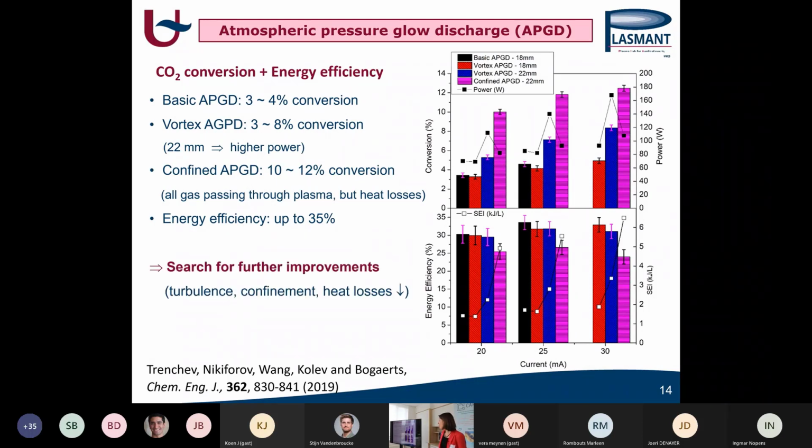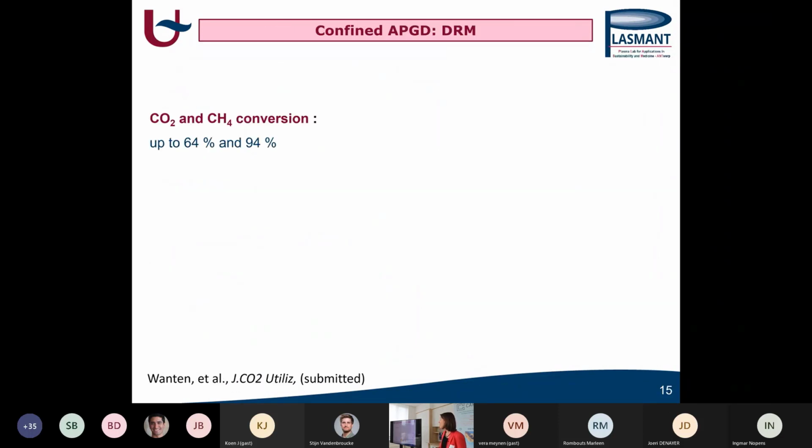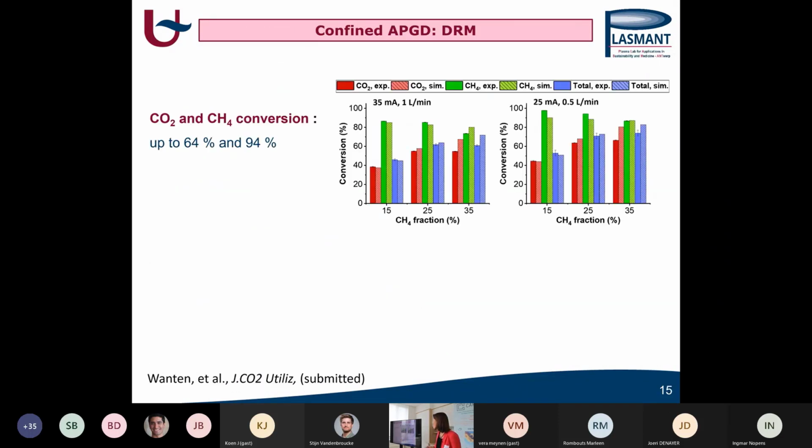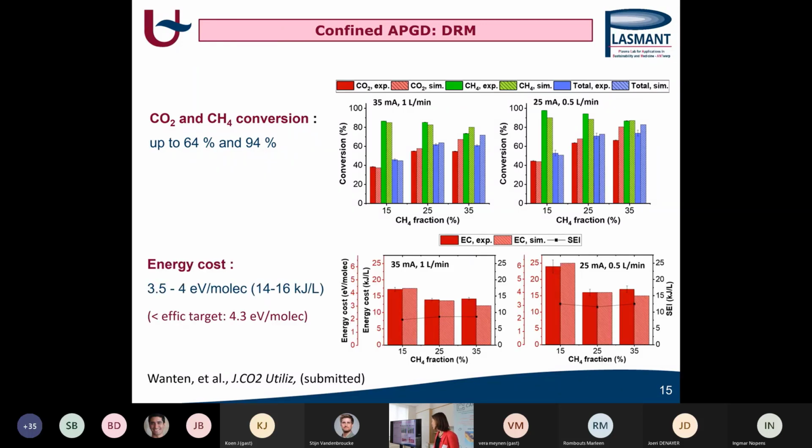And we are now looking also for further improvements, working more on the turbulence and the confinement, but also on less heat losses. And this is the last result, where we used this very recently, this confined APGD for dry reforming of methane, where we see that we reach CO2 conversions up to 64% and methane conversions up to 94%, and energy costs around 3.5 to 4 electron volt per molecule, which is then also below this energy cost. And this is a paper that we just submitted.